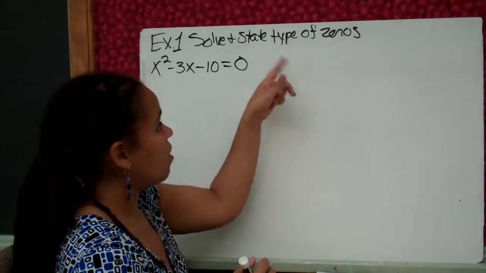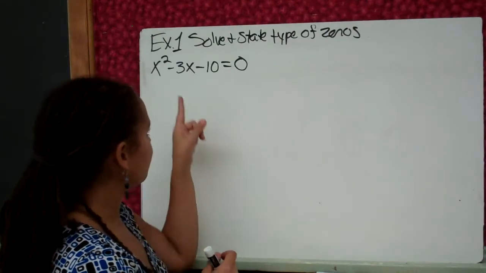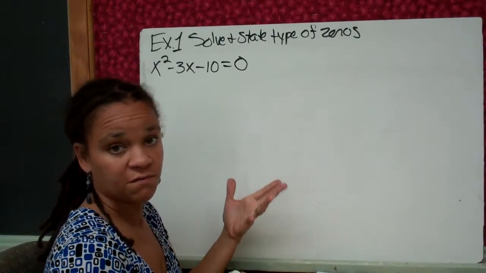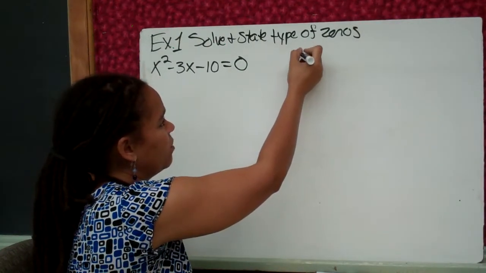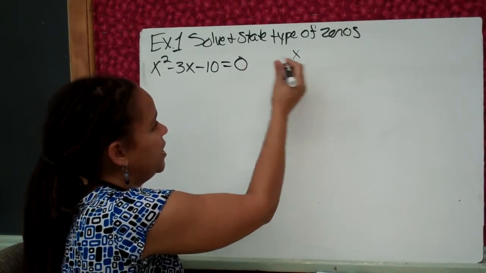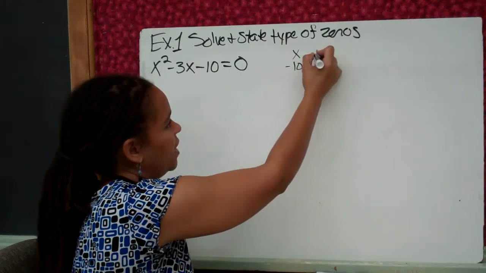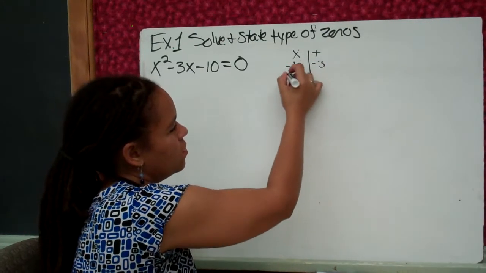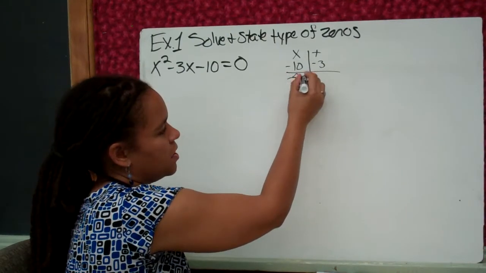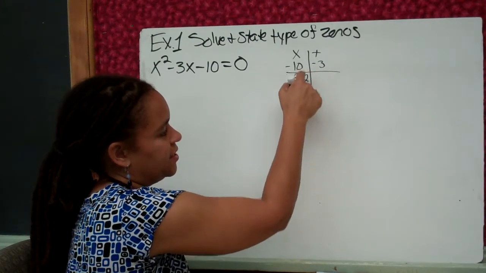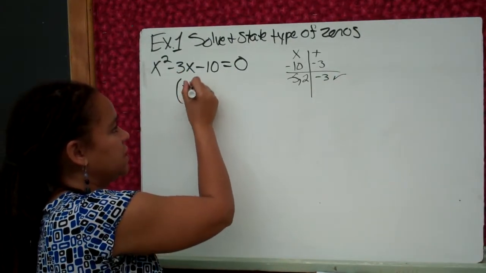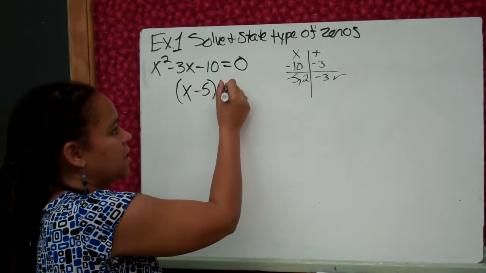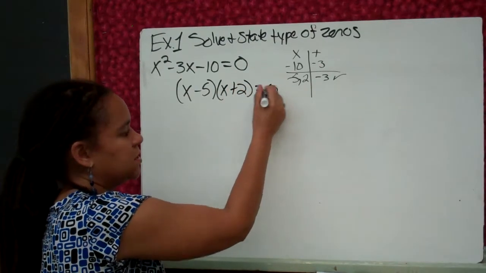All right, so let's solve and state the type of roots we have. Here we have something that says solve. We could try factoring. Let's try that. So remember factoring, we want to find two numbers that multiply to a times c. So multiply to -10, add to -3. What are those two numbers? Let's see, -5 times 2, that's -10, -5 plus 2, that's -3. Yep. So this factors into (x minus 5)(x plus 2) equals 0.